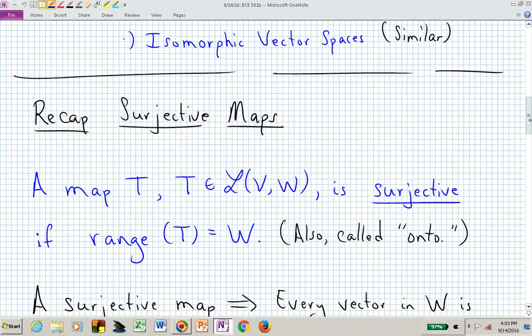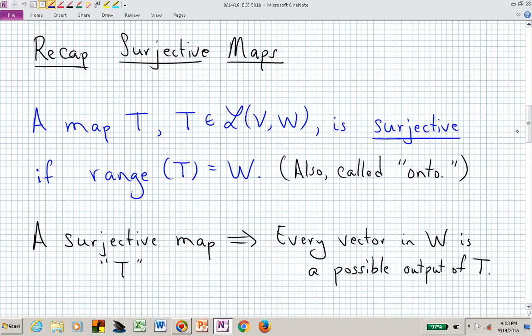Let's recap by scrolling quickly through what we talked about last time on surjective maps, and maybe give a little bit more information. A map T, which is linear, belonging to this set of linear maps from the input vector space V to the output vector space W, we call surjective if the range of that linear map equals the entirety of the output vector space W. Sometimes, instead of saying surjective, you might hear people say that's an onto map. It's onto the entire output vector space.